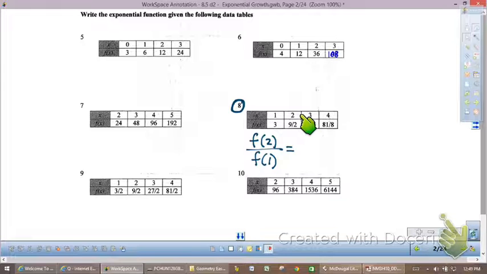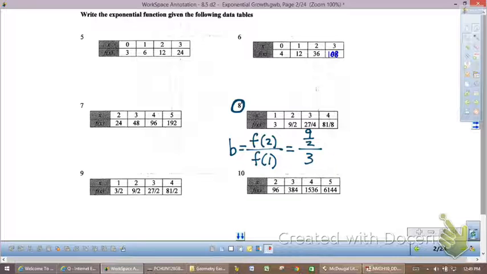Now, f of 2 is the number that goes with the 2. The output is 9/2. Over, we're just following this formula. What's f of 1, guys? 3. Now this is all in order to find the b, alright? It's the number that's being repeatedly multiplied.